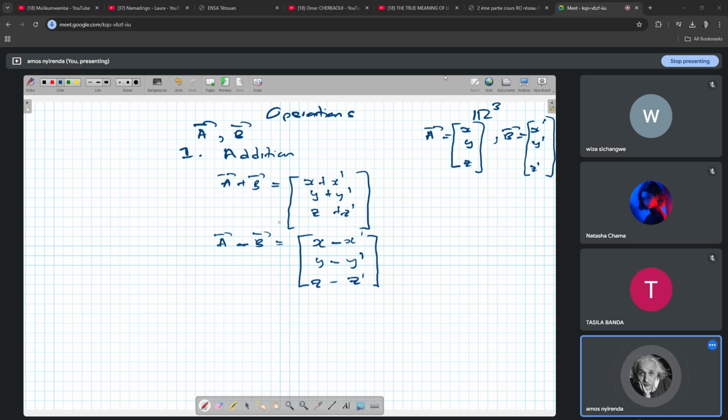And I'm sure you are also familiar with most of these concepts. So that is how you add the two vectors. Now we can also have addition and subtraction, like so. Now the second operation is what is known as scalar multiplication, or multiplication par un scalaire.